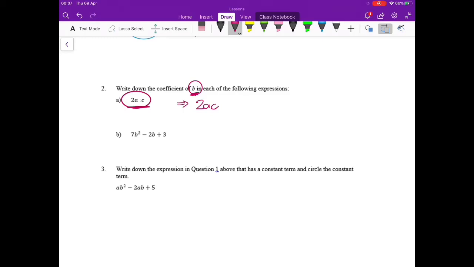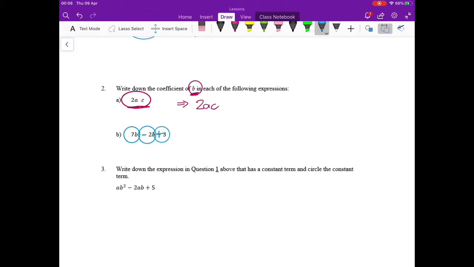Right, let's look at the following one. First thing I always do is circle my terms. There's my first negative, so everything in front of it is a term. There's my next operation sign. Everything in front of that is one term.